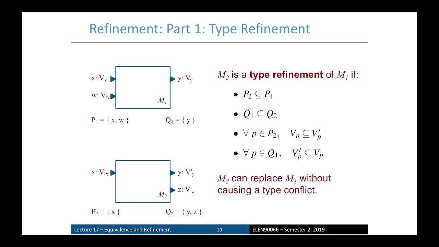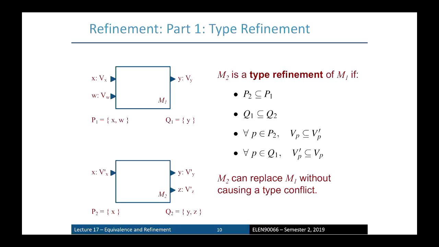So if all of these conditions are met, for all P and P2 and all P and Q1, etc., then M2 can replace M1. Copy, paste, drop it in, and you won't have any type issues, type conflicts. Okay, so that's the formal definition of type refinement. Once again, it's simple to comprehend. It's something that people tend to forget because they get hung up more looking at the behaviour of the machines and comparing actual input-output behaviour rather than checking that the ports are actually okay.